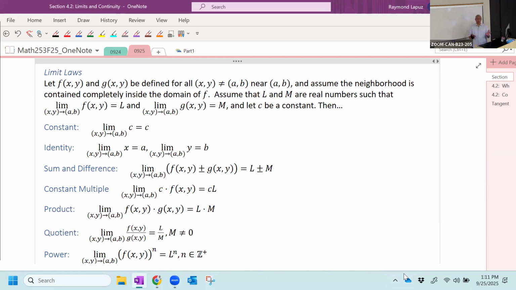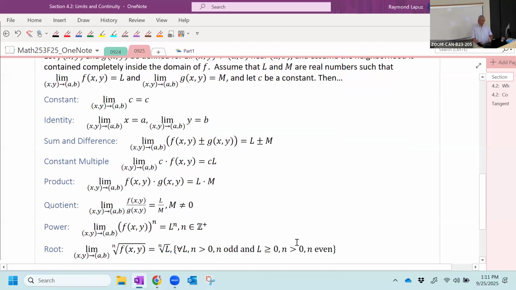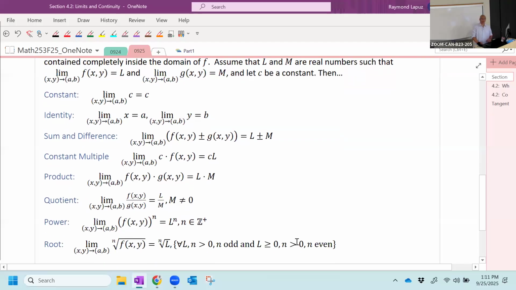It's not the product rule. We're not taking derivatives here. We're just putting in values and getting limits. So this is just a straight up, the limit of the product of two functions is the product of the limits of those two functions. Same with a quotient, so long as the denominator is not equal to 0. Powers and roots also work the same way.